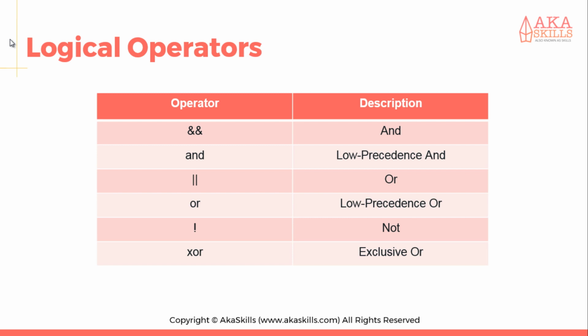Now the last one is the exclusive OR. This one is a little bit tricky because it just takes one of the conditions to be true for the computer to return true, or for the program to return true. If both conditions are true, the program returns false. If both conditions are false, the program returns false. But if either of the conditions are true, then it returns true.